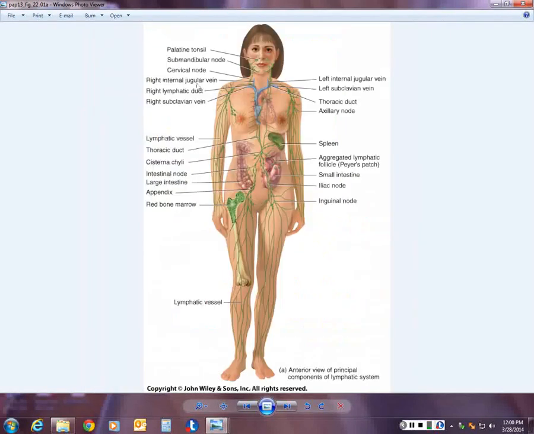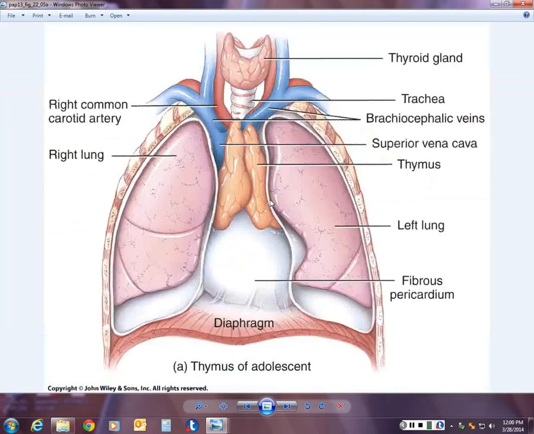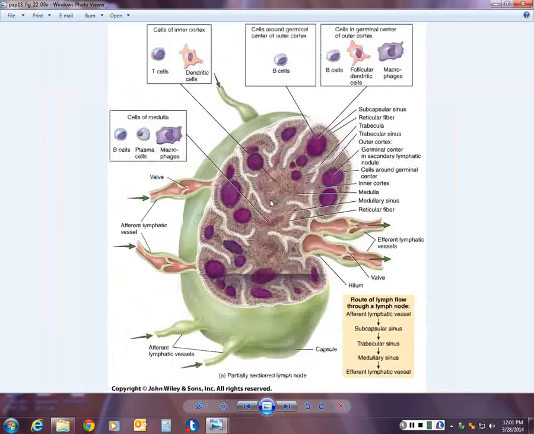And you can see when we cluster these nodes together, they get named based upon the anatomical location that they're located within. So you have, for instance, submandibular nodes beneath the mandible, cervical nodes within the neck, axillary nodes within the armpit, iliac nodes along the distribution of the common iliac arteries, and inguinal nodes in the hip area. So the nodes simply are clustered together, as I said, and they're named for the area of the body that they're clustered within.